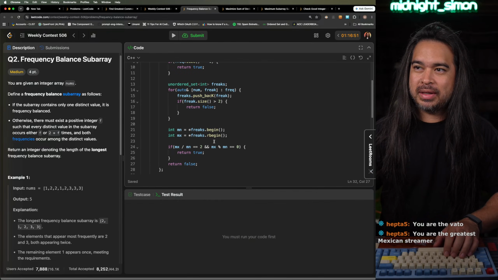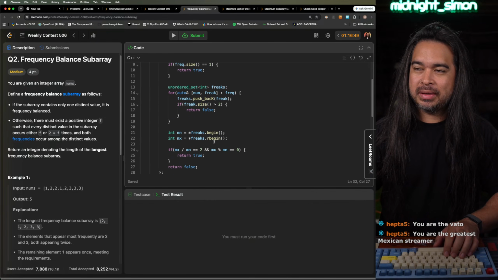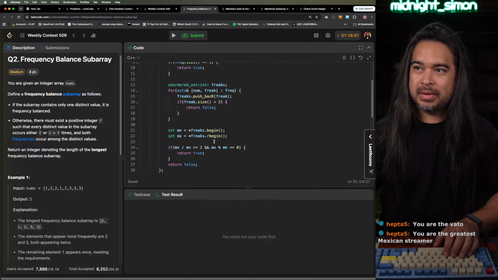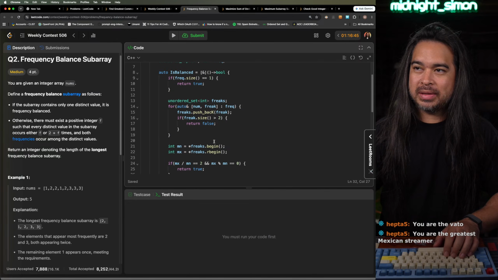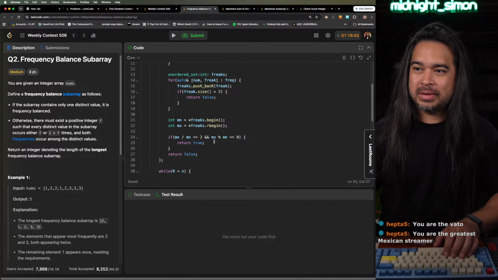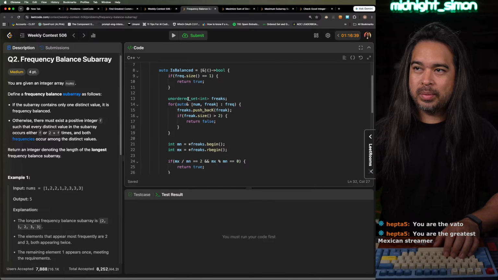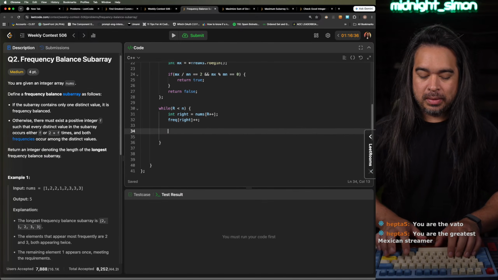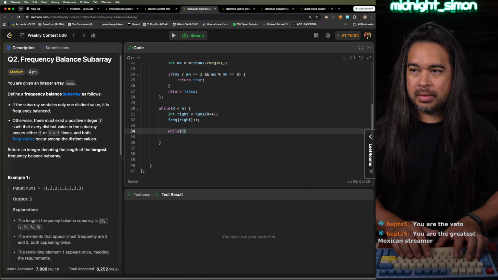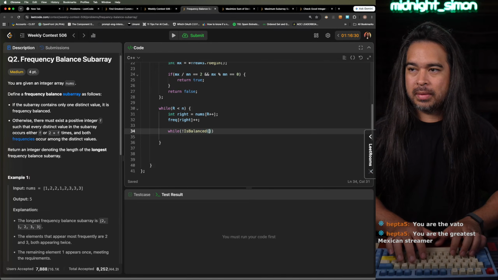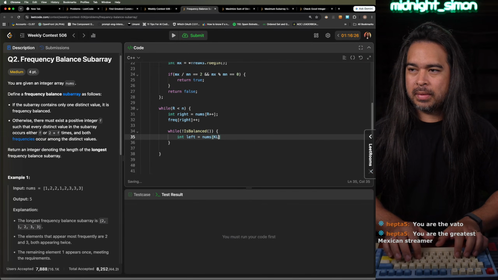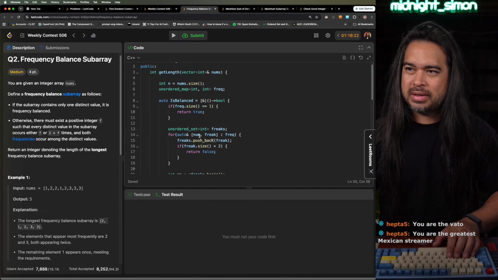I'm trying to say while it's not balanced, we should shrink it. Is that what I'm trying to say?